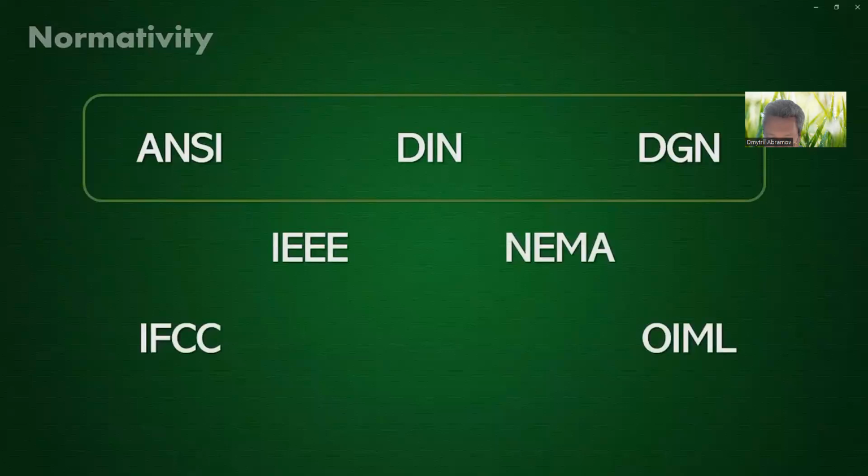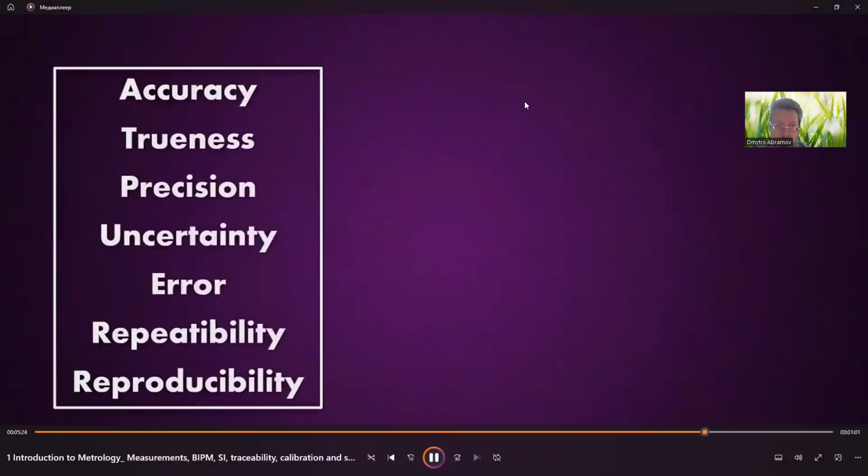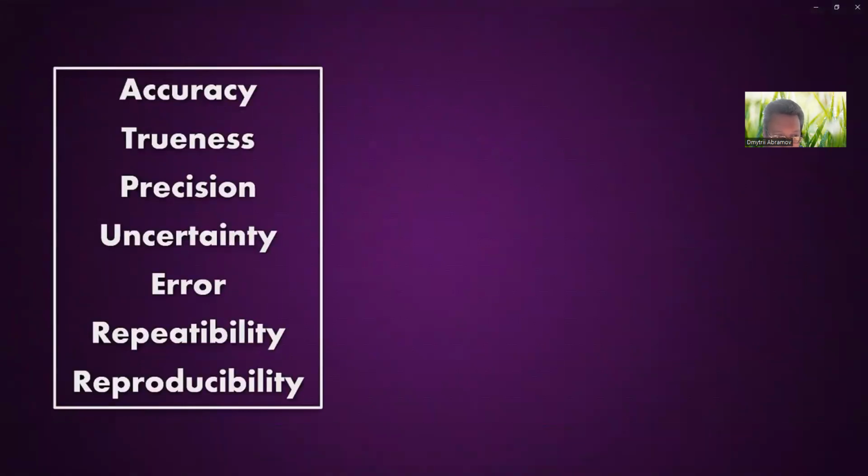There are fundamental concepts when talking about metrology that somehow I have already mentioned in terms of the quality of a measurement. They are accuracy, trueness, precision, uncertainty, and error. I will give an example on how to get them and analyze them in a following video.